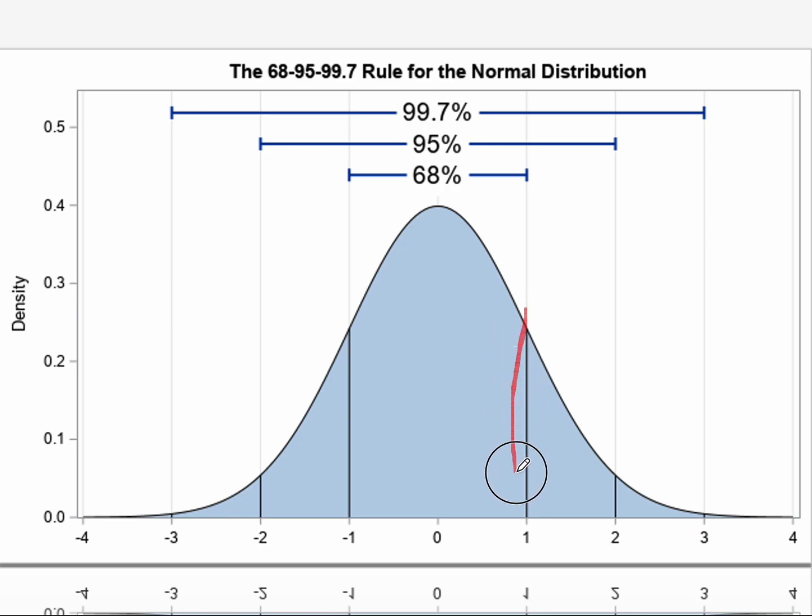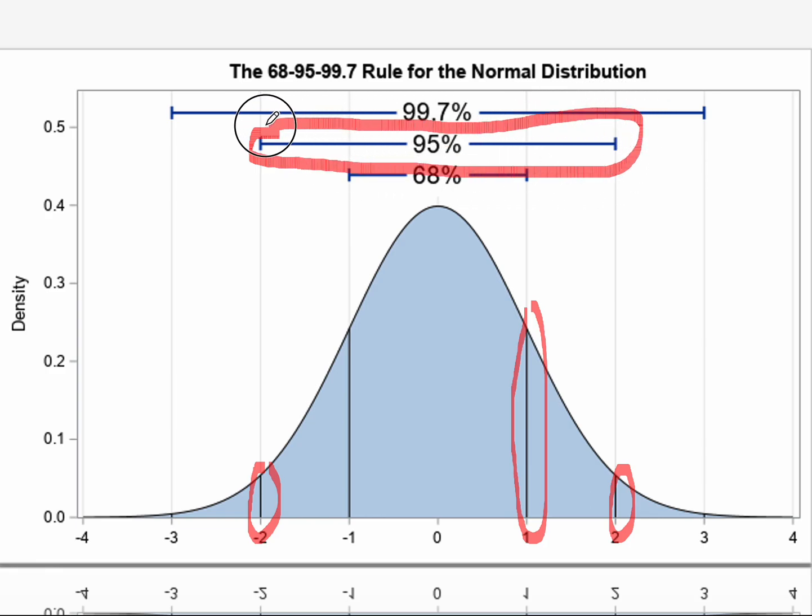So take a look here. Here's one standard deviation. Take a look at two standard deviations. If you go from 2 above to -2, now you're accounting for 95% of all the scores. So 95% of all scores on a normal distribution are going to be within 2 standard deviations.